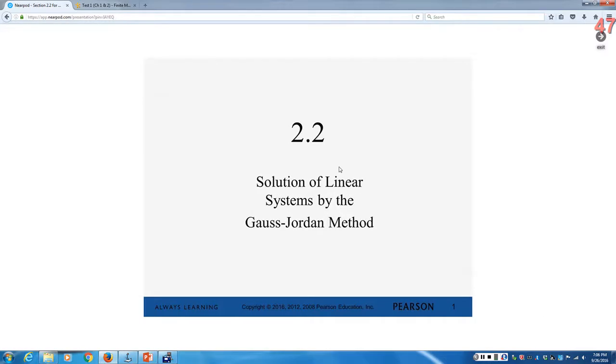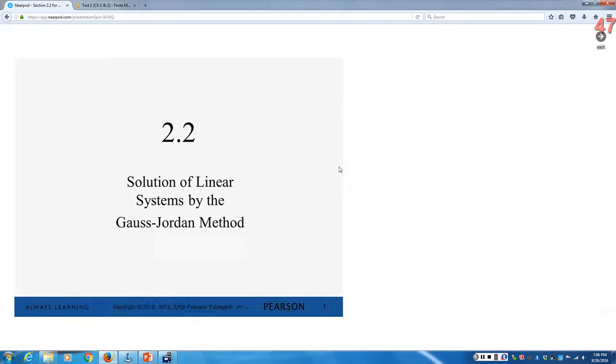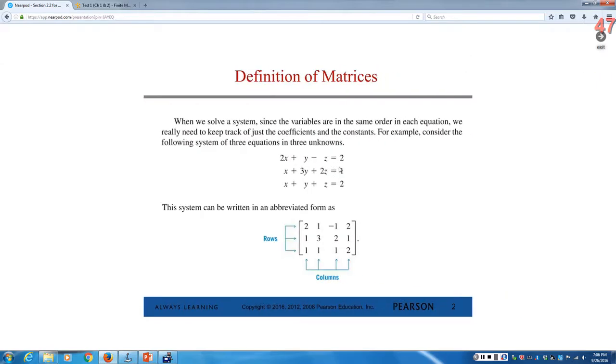And we're going to talk about section 2.2. This is the definition of what a matrix is. You need to solve a system of equations. Really, the important thing isn't the variables themselves, it's the numbers in front of the variables that cause you to have to do all the arithmetic.